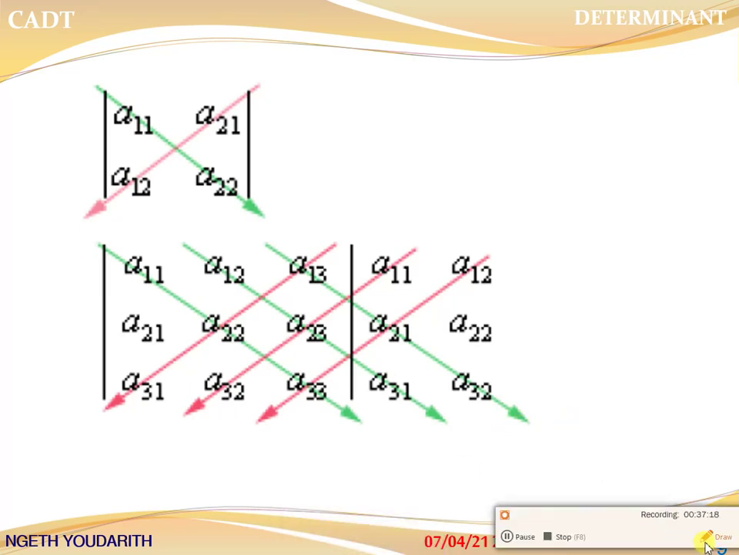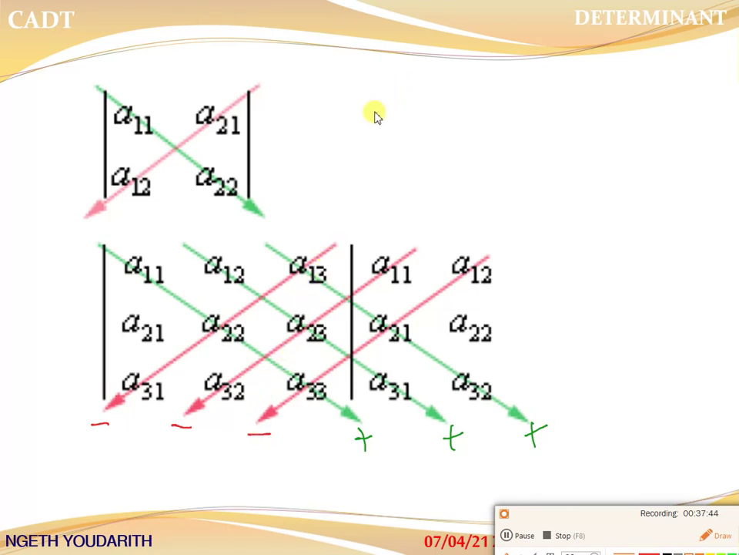The green arrow is positive. This one is positive, and positive. This one is negative. This one is negative.